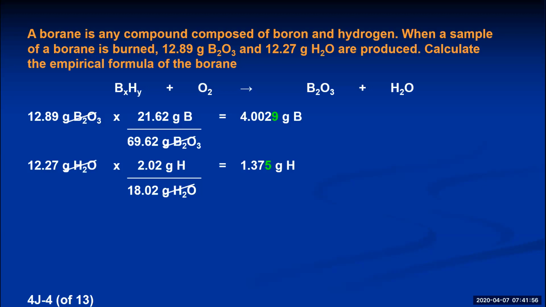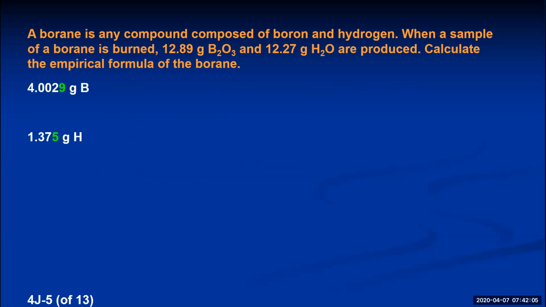So once you have the masses of each of the elements that make up your unknown compound, the empirical formula determination is just like we had done previously. We take the masses of the two elements and we use their molar masses to convert them into moles.